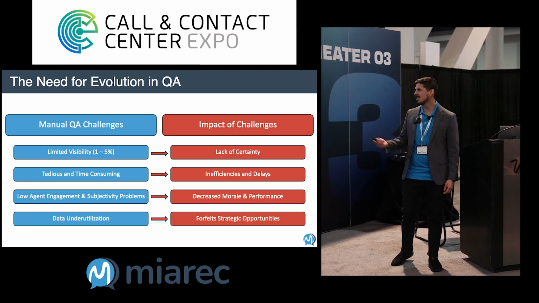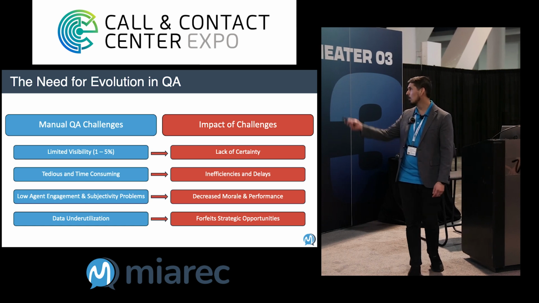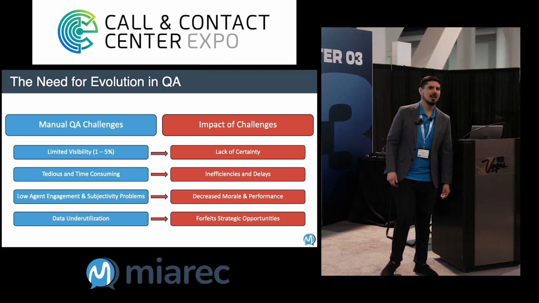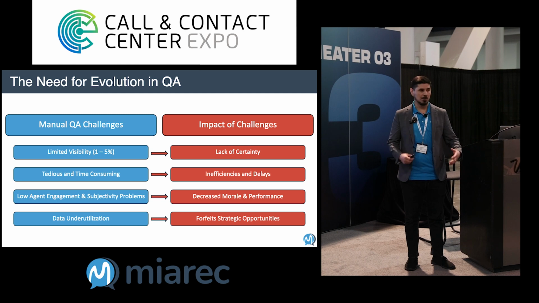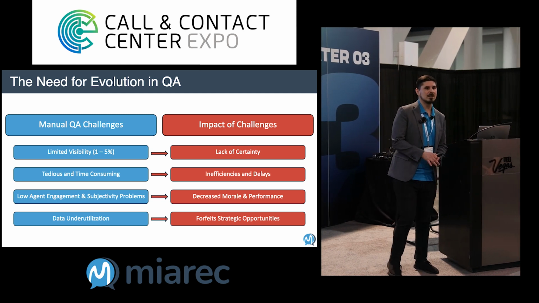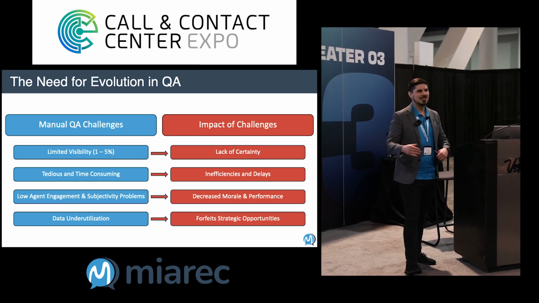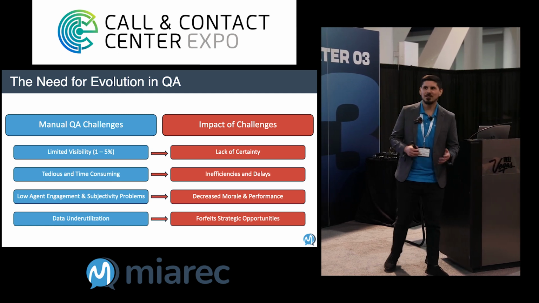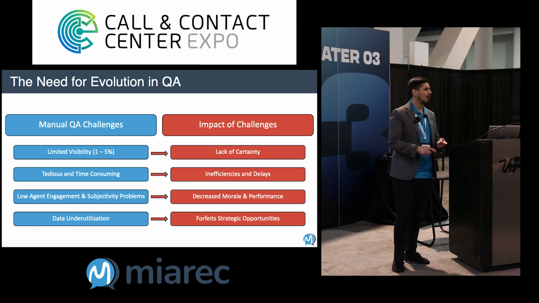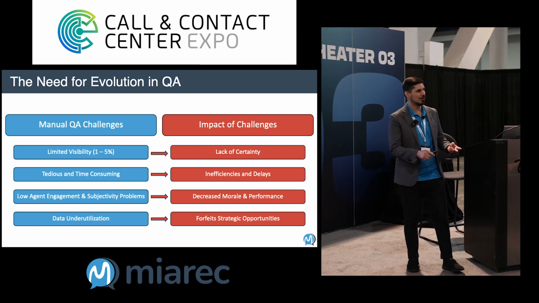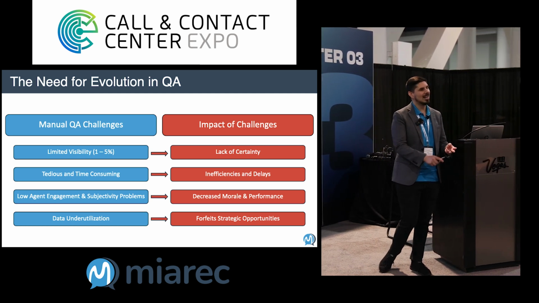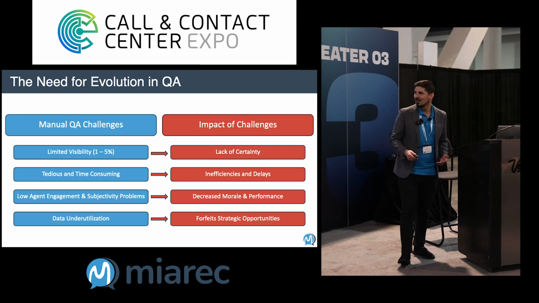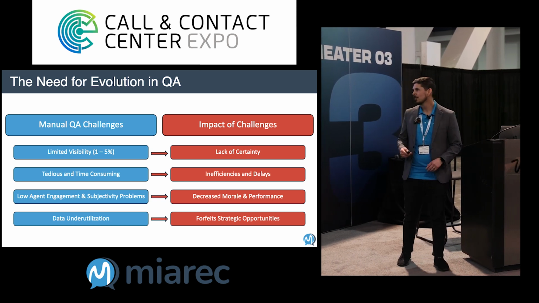Now, the impact of these challenges. Number one is lack of certainty. If you're only evaluating 1% of your calls, on the other 99% of your calls, you literally cannot say with any level of certainty that your agents are reading call scripts, reading compliance disclosures, or capitalizing on upsell or cross-sell opportunities. So you really don't know.